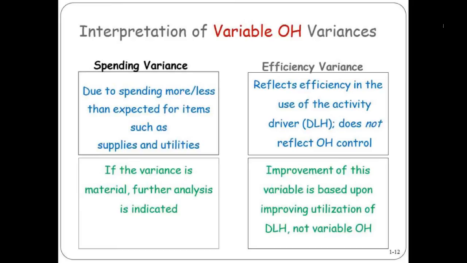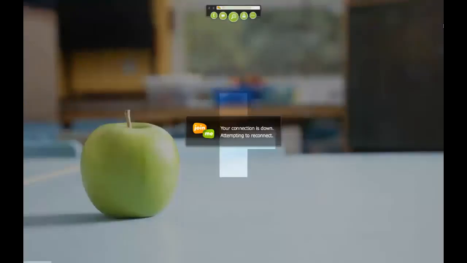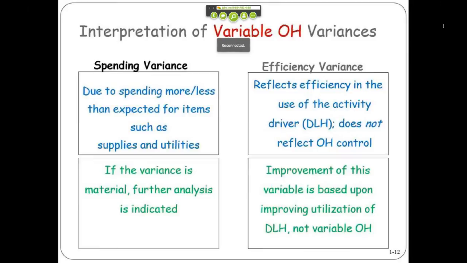The efficiency variance, on the other hand, does not tell you anything about your variable overhead. It tells you about how you use direct labor hours, not variable overhead. So you really can't use this to manage your variable overhead better. But you have to do it so that you properly absorb the cost of variable overhead. But it is not particularly useful as a management tool. So that's variable overhead. Let's look at the fixed overhead now.